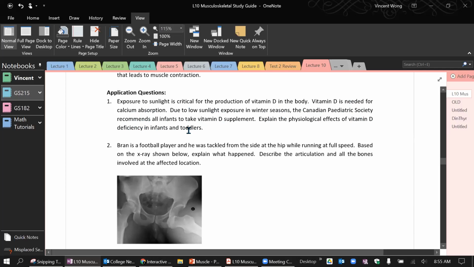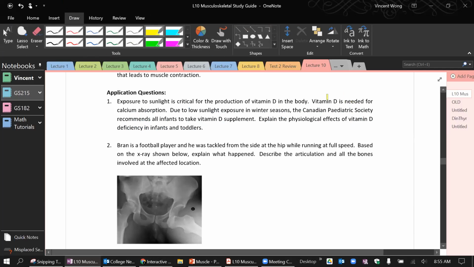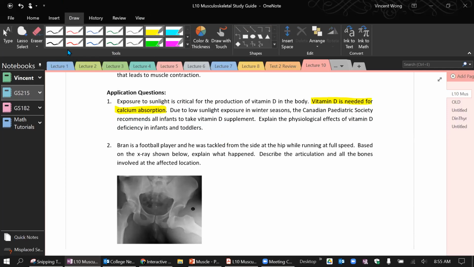Basically, the question tells you what happens: vitamin D is needed for calcium absorption. Actually, the PTH that we just talked about is going to promote the absorption of calcium from the kidney as well as from the intestine.